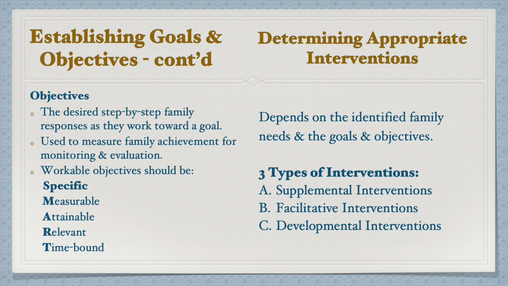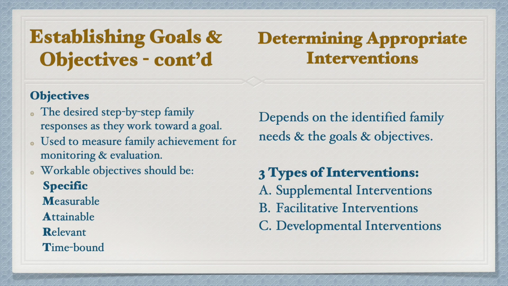Then, we also have to determine appropriate interventions, which will depend on the identified family needs and the goals or objectives. We have three types of interventions. We have supplemental interventions. These are actions that the nurse performs on behalf of the family when it is unable to do things for itself, for example, direct nursing care to a sick or disabled family member.